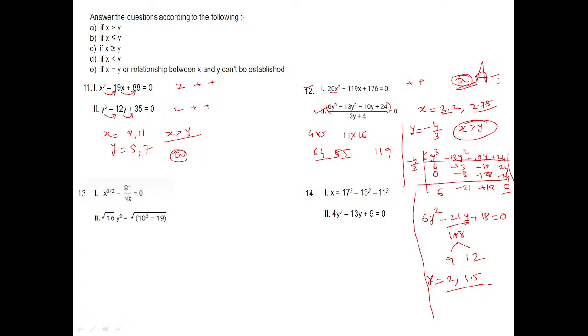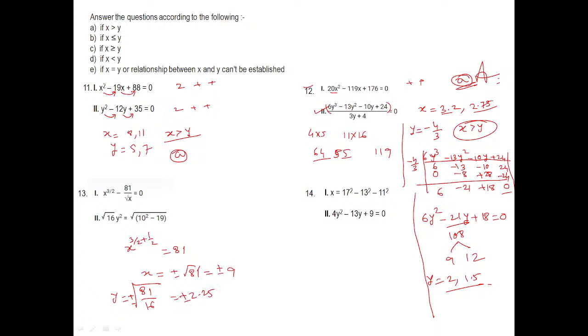This is x to the power 3 by 2 minus 81 by root x equals 0. So you can take it like this. So x square equals 81. So plus minus square root of 81, that is plus minus 9. What should be the value of y? Y equals 81 divided by 16, and this is plus minus. So 9 by 4, that means plus minus 2.25.